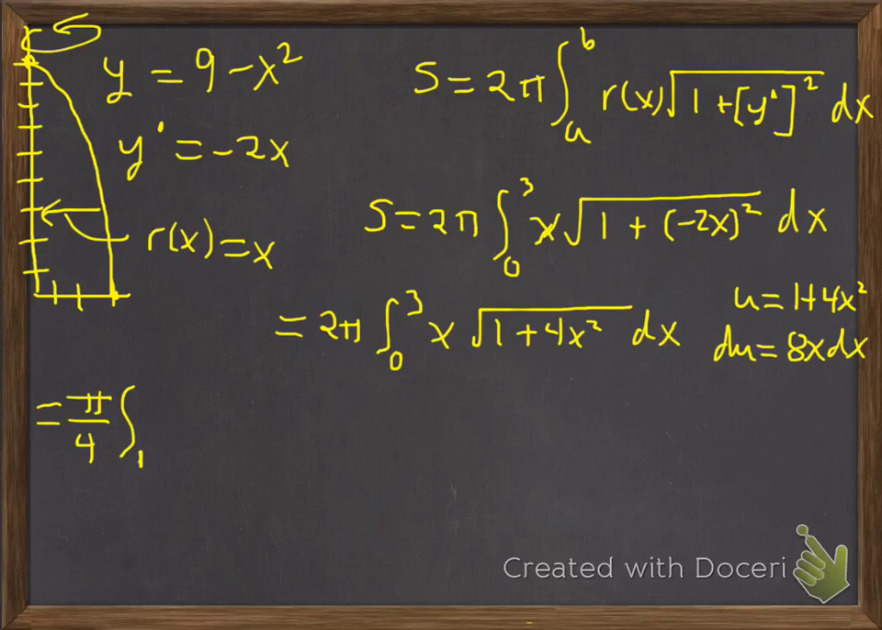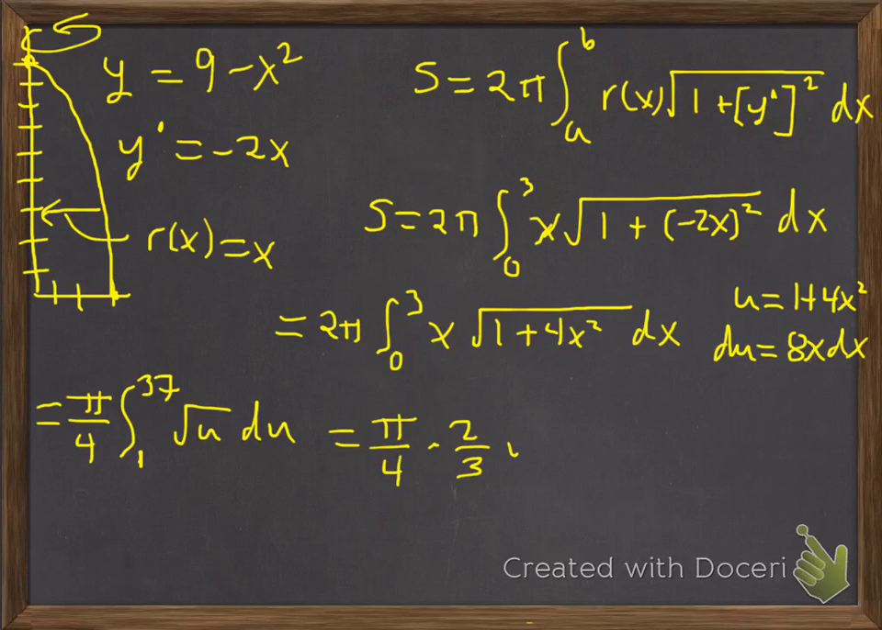And then what we can do is swap out the limits here. If we plug in 0 here, then we get 1, and if we plug 3 in here, we should have, I think, 37 as our new limits. So it'll be 1 to 37, and then just the square root of u du.